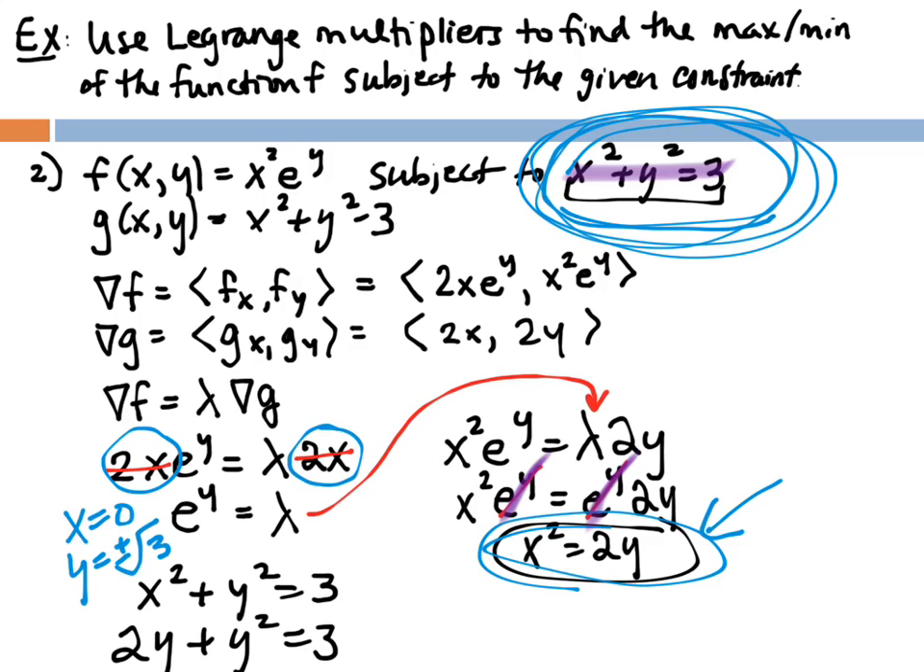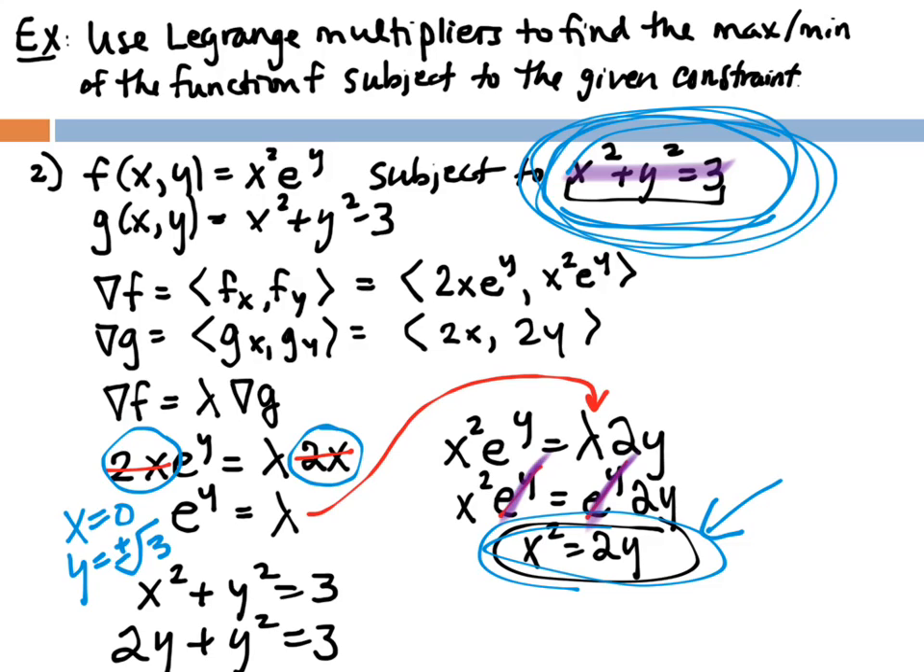Okay, but why can I just sort of remove it and not have the extra "what happens when this is equal to 0" business? I mean, if e to the y equaled 0, would both sides equal 0?